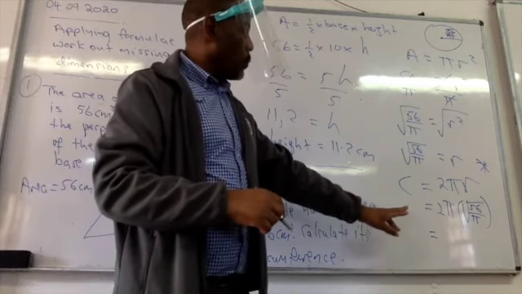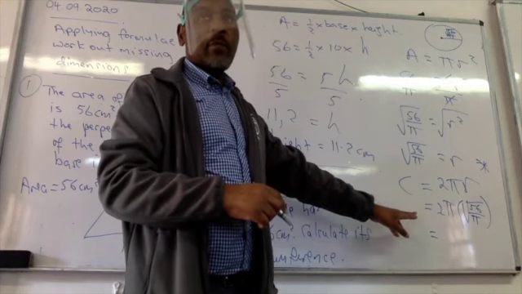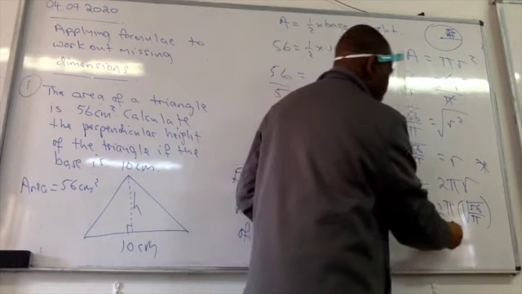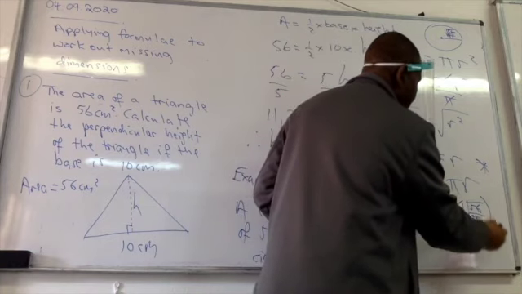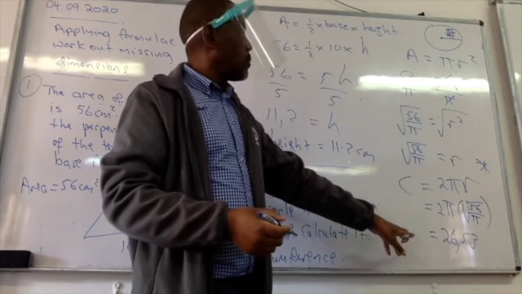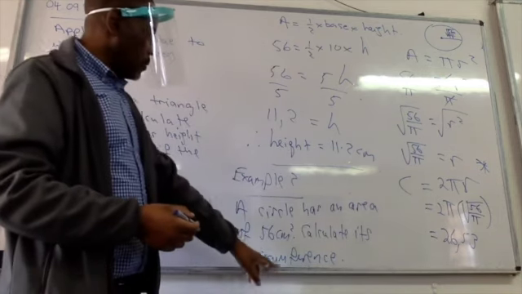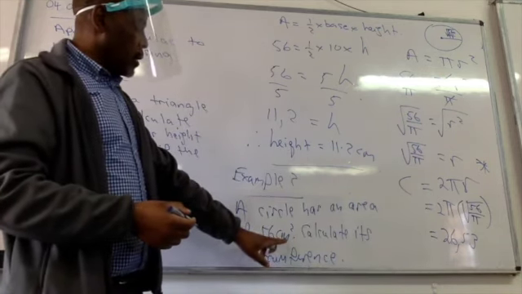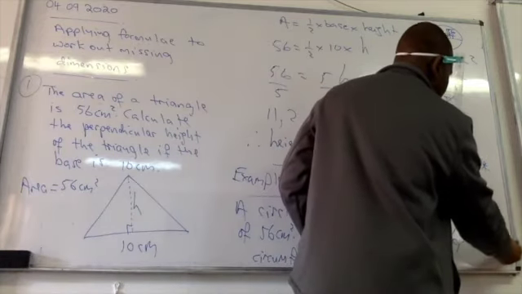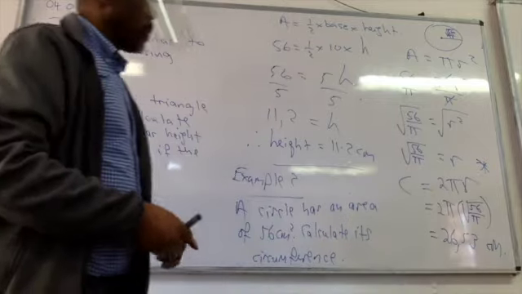Okay, so what do you get then? To 2 decimal places? 26.53. Now this is the circumference. What do you think are the units? Centimeters. The area was measured in square centimeters, so the circumference should be measured in centimeters, right? Yes. Okay, good.